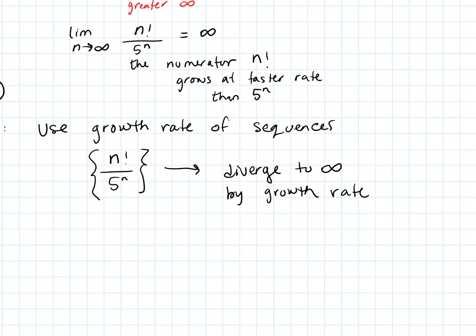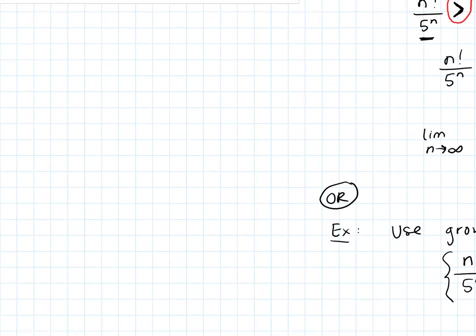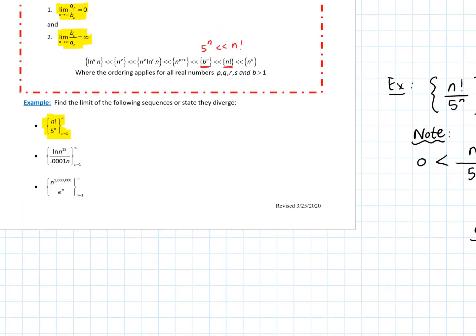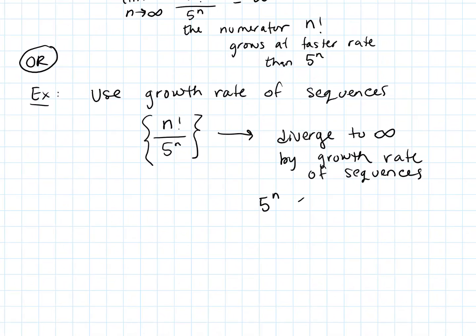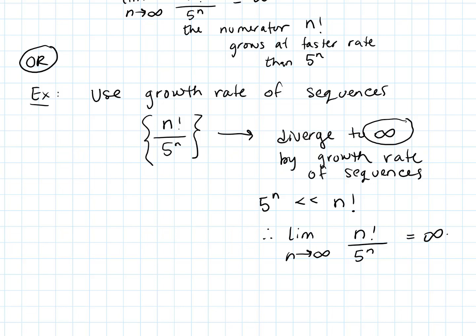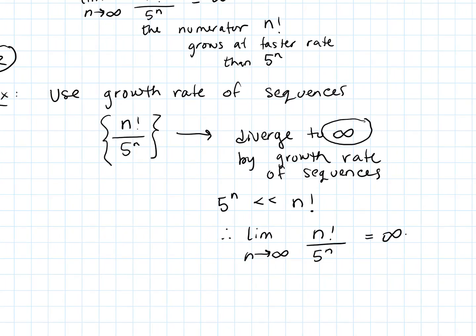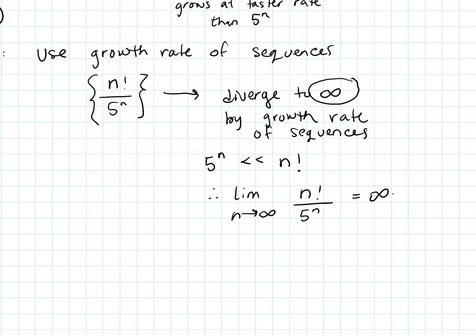We know by the growth rate of sequences that an exponential grows at a slower rate than a factorial. So we can say 5 to the n has a growth rate smaller than n factorial. Since n factorial is in the numerator, this must diverge. Therefore, the limit as n approaches infinity has to approach infinity. So that is another way to show what we showed above, just utilizing the actual growth rates of sequences.